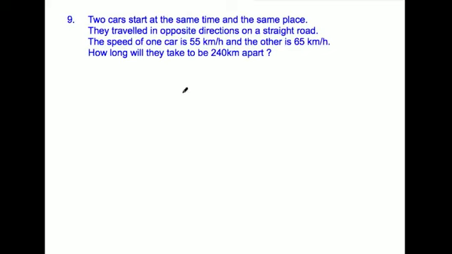In the problem sums, we need to form an equation from the information given. A diagram will simplify the matter. We have two cars traveling in the opposite direction, one at a speed of 55 kilometers per hour, and the other 65 kilometers per hour. They are 240 km apart.